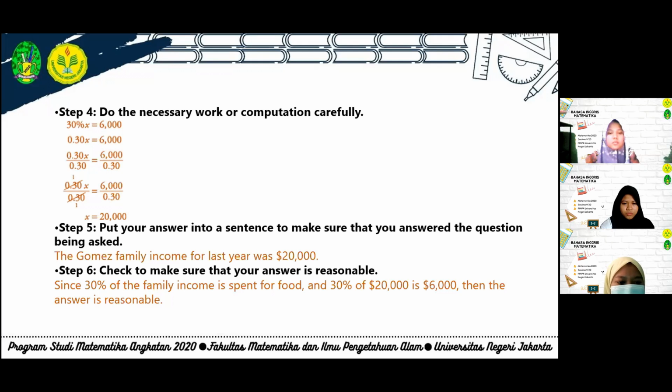Step 6. Check to make sure that your answer is reasonable. That is, since 30% of the family income is spent for food and 30% of $20,000 is $6,000, then the answer is reasonable.